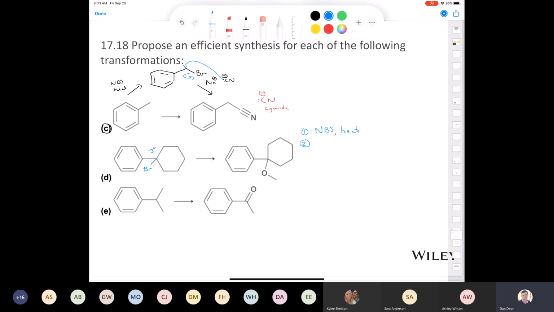No, I don't want to treat it with a base because it's hindered, right? If I take a hindered alkyl halide and treat it with a base, then I'm going to do an elimination. If you were to treat this with sodium methoxide, you would end up ripping off this proton and you'd end up with an alkene in here. So that's not going to be an option.